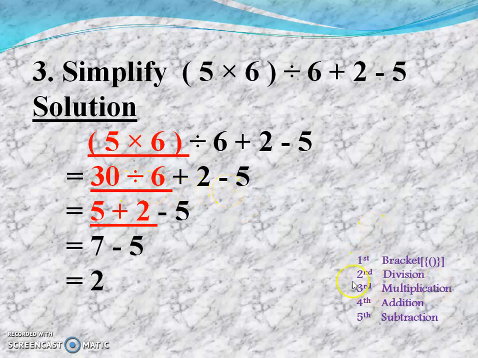Now we go for division. Our second process is division. Now the division sign is in between 30 and 6. 30 should be divided by 6. When we divide 30 by 6, our answer is 5. Rest we copy as it is, plus 2 minus 5.